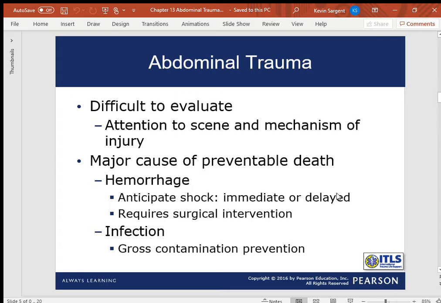Okay, infection. Is there gross contamination, whether that be from internal organs, hollow organs spilling their contents, or an open abdominal issue that has all types of contaminants in it? So we always have all these concerns with this.